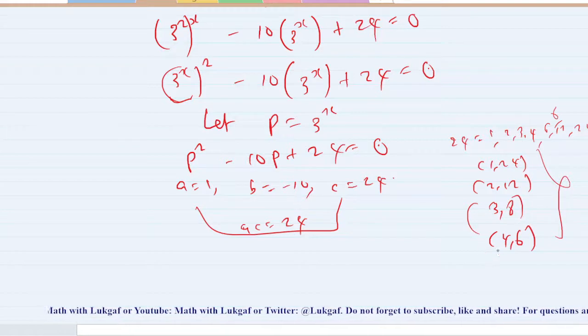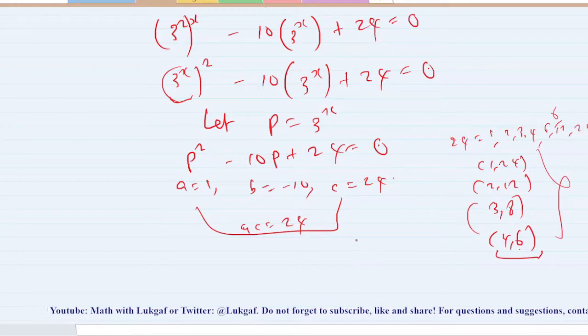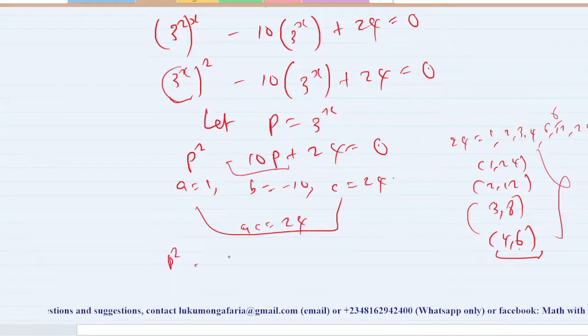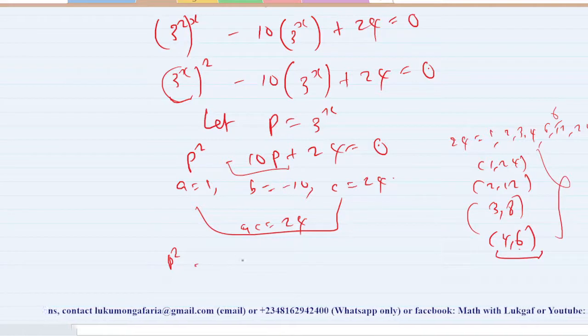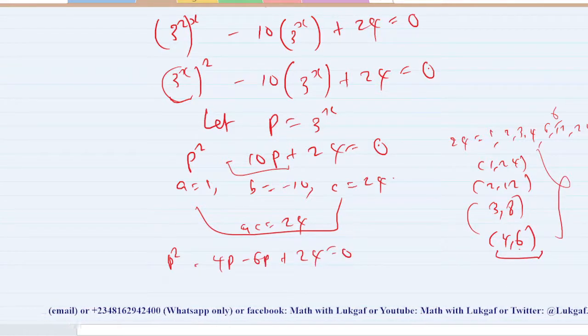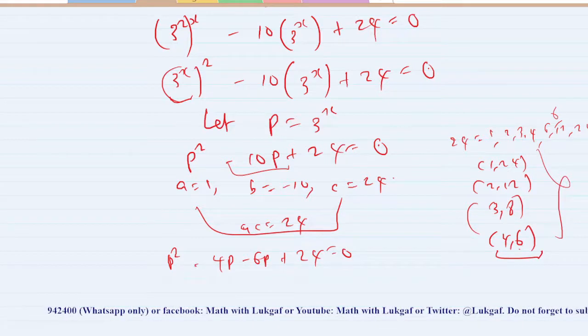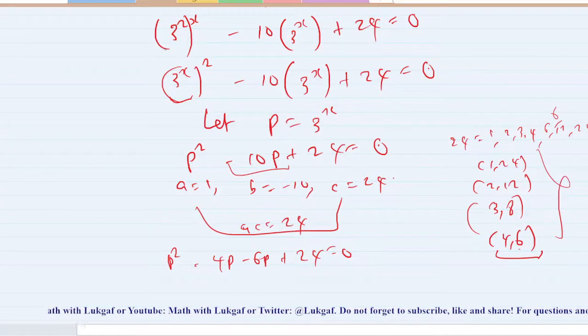You can see that it is this pair because, sorry, -4 times -6 is 24, and -4 minus 6 is also -10. Then you now substitute it here. I have p squared minus 4p minus 6p plus 24 is equal to 0. If that is the case, then I can easily group them.